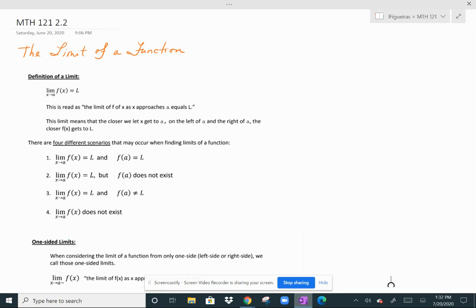Hi, this lesson is about the limit of a function. So here's the notation. This is read as the limit as x approaches a of f of x equals L.